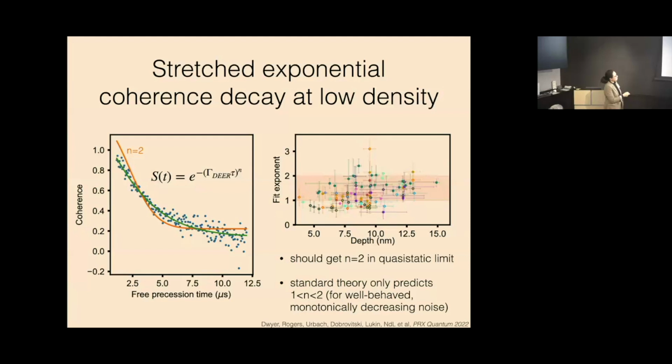And what we found was that n equals 2 is a really terrible fit to essentially every data set that we found. And if you took this seriously, that the exponent might be stretched, and we plotted it as a function of depth, we saw maybe there's some kind of depth dependence to this exponent. And in particular, many of these stretched exponents go below 1, which is especially weird because I can open up the right chapter in Abragam and Bellini, and it says that n should always be between 1 and 2 if I have well-behaved monotonically decreasing noise. So that's puzzle number 2.